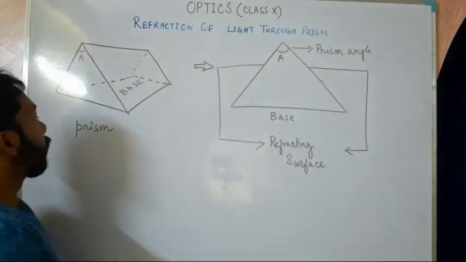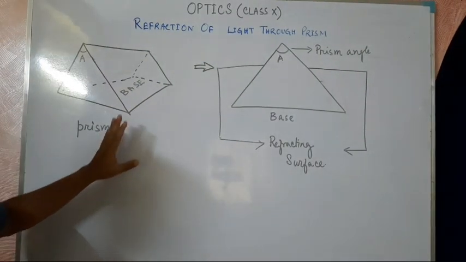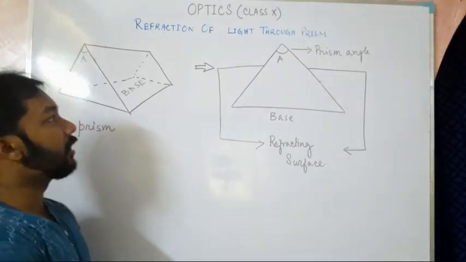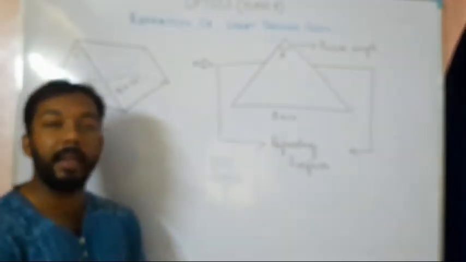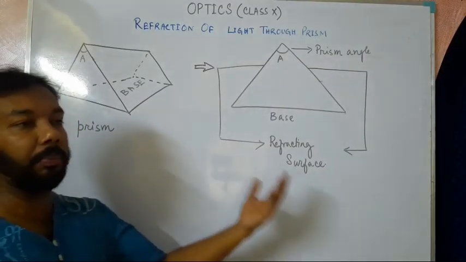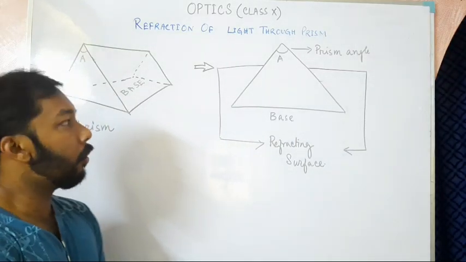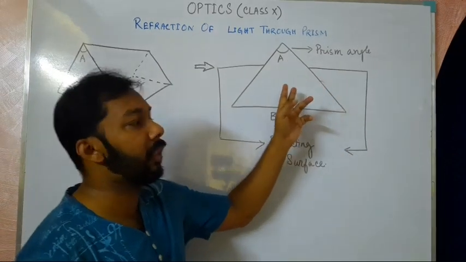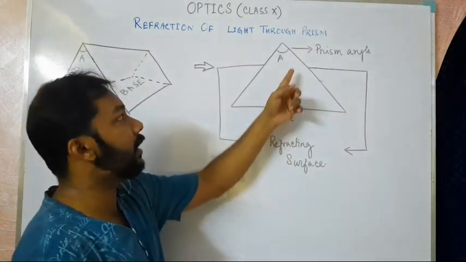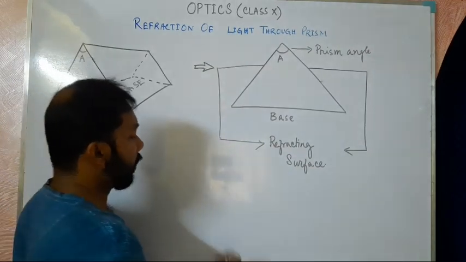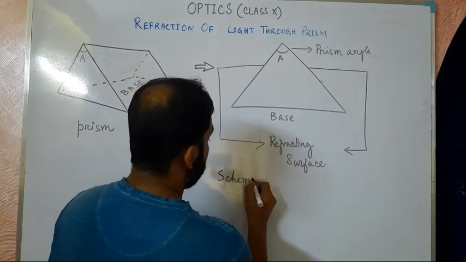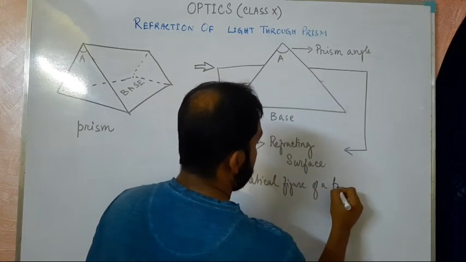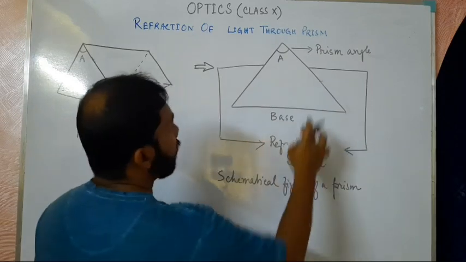So here it is a 3D shape of a prism, but whenever in our geometrical optics we draw the ray diagram, when the ray passes through the prism, we have to draw the diagram. We will draw a prism like a triangle. It is called the schematical figure. So this is the schematical figure of a prism. It is just a triangle.